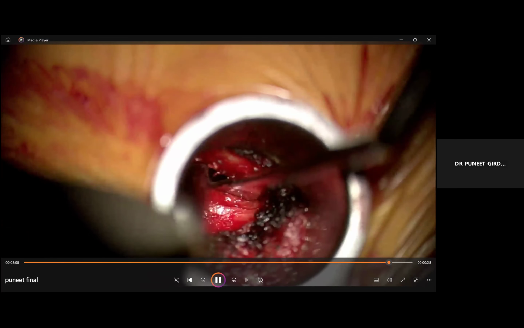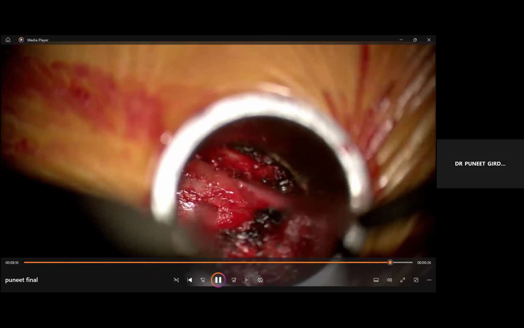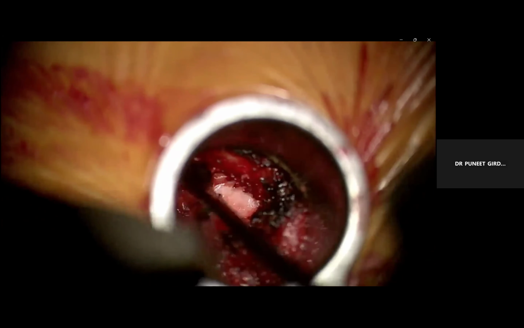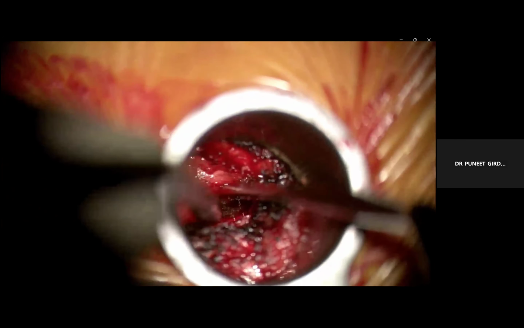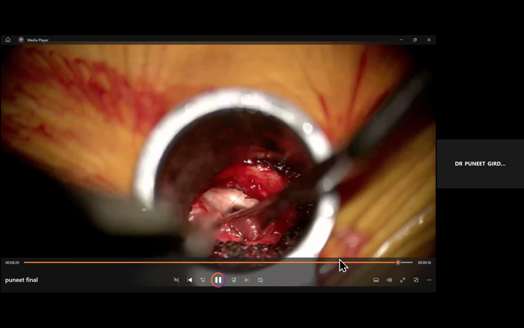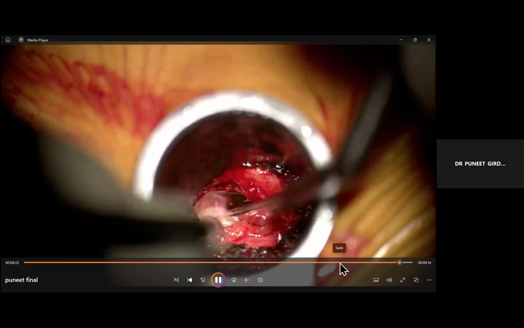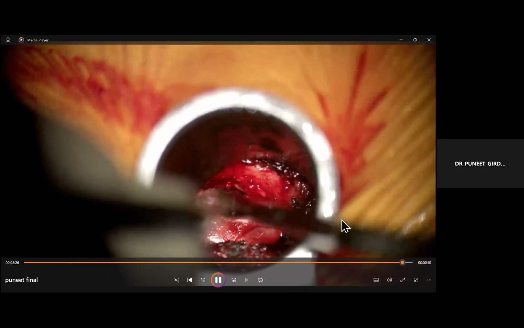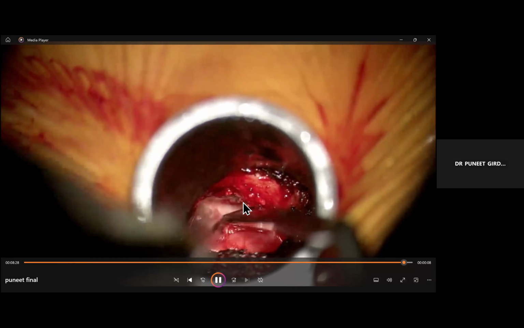Now since there is a lot of space on our side, it is very easy to access the opposite recess and retract the contralateral traversing nerve root. We can also use a ball tip to assess the contralateral recess properly. This is the contralateral traversing nerve root visible, which can be retracted, and one can see the disc there.